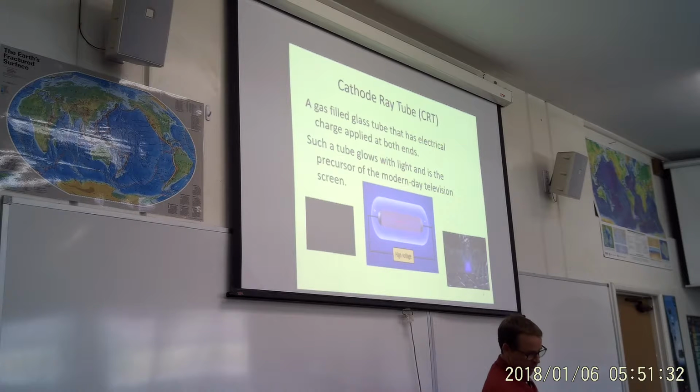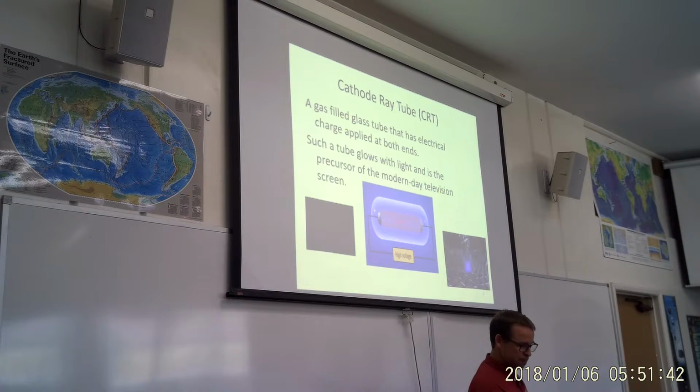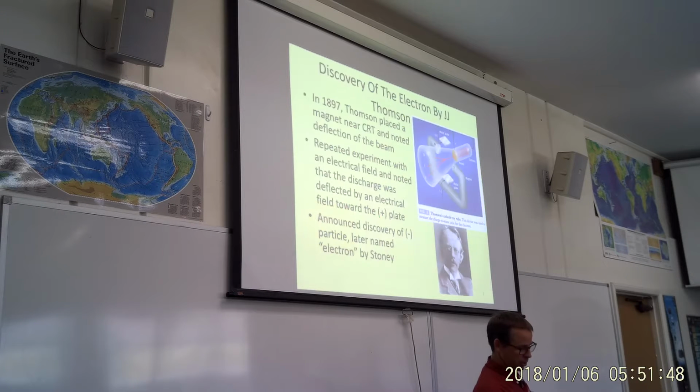It also told them that this thing that was moving across, it didn't matter what element they used. Whatever element, whatever material they had in here, you would see that same beam. And because of its negative charge, they identified that all atoms had a negatively charged component to them. All right?